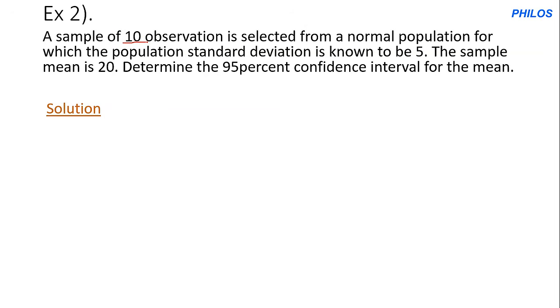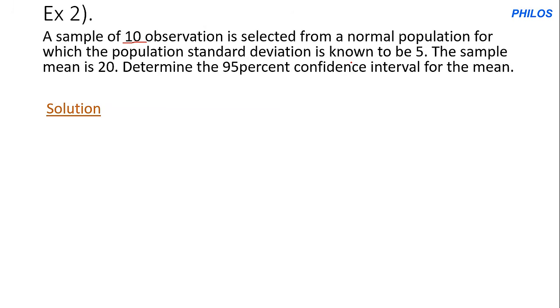So when you first read this question, you will think that you can use the Z, isn't it? But when you read the question further, you realize that they said the population standard deviation is known to be 5. Even though the question didn't meet the first condition that n should be greater than or equal to 30, but since the question has been able to meet the condition that the population standard deviation should be known, then you can still use the Z. You can only use the T if the question failed to meet the 2 conditions. But if the question meets one of the 2 conditions, you still use the Z.